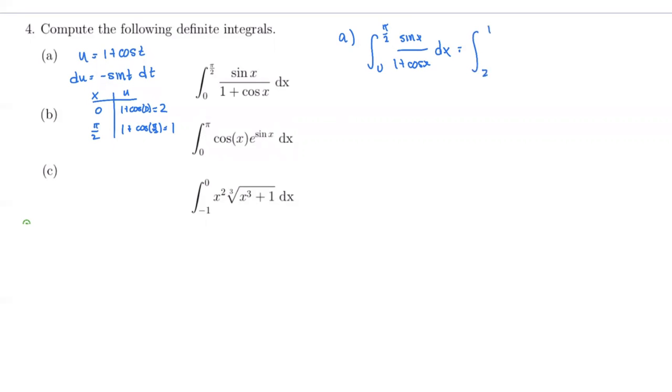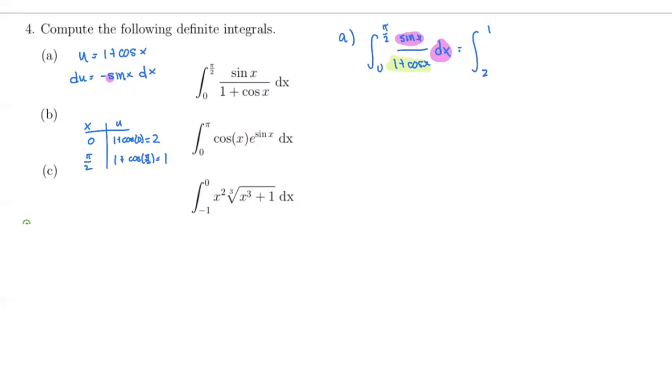And, oh, I forgot to do something. Well, let's see what I can do. So I notice that the 1 plus cosine gets replaced with u. And then I have a sine x dx. I see the sine x dx here. For some reason, I used t. Maybe because it's 3 in the morning, and that could be a reason why. It's supposed to be an x.